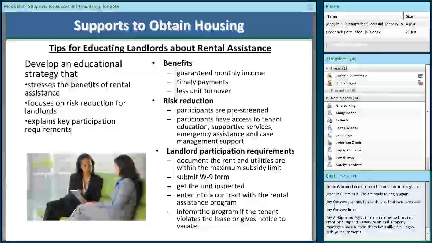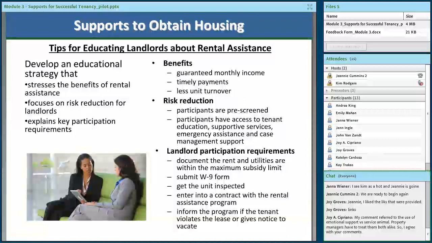In addition to building relationships with landlords, community housing guides must often educate landlords about rental assistance. So develop an educational strategy that stresses the benefits of rent assistance to landlords, focuses on the risk reduction elements, and explains the main participation requirements. Major benefits of rental assistance for landlords include guaranteed monthly income, timely rental payments, and less unit turnover. Once participants find a property that works for them and that takes rental assistance, they're pretty likely to stay.